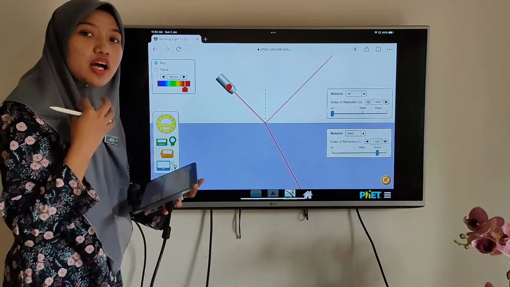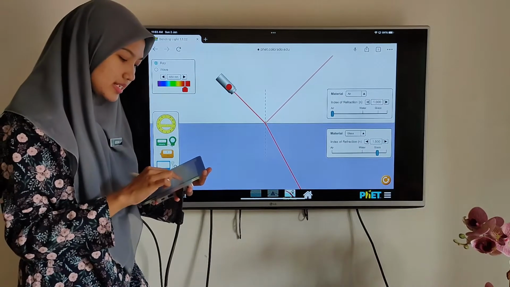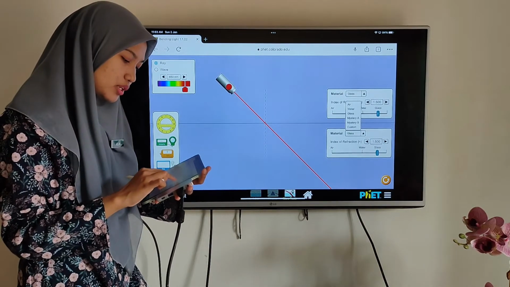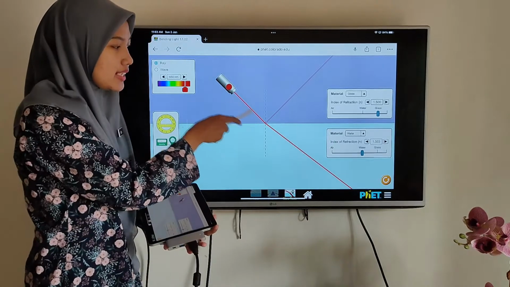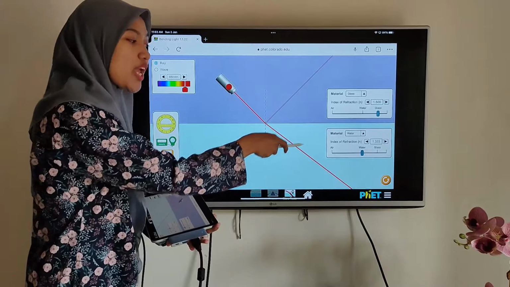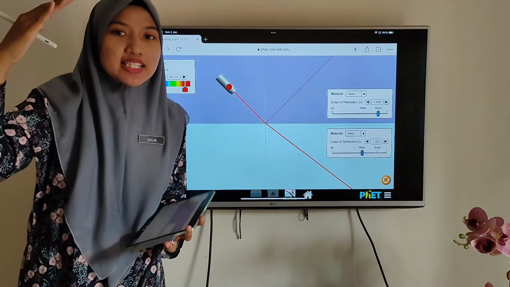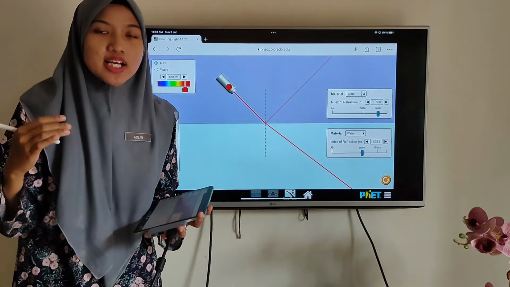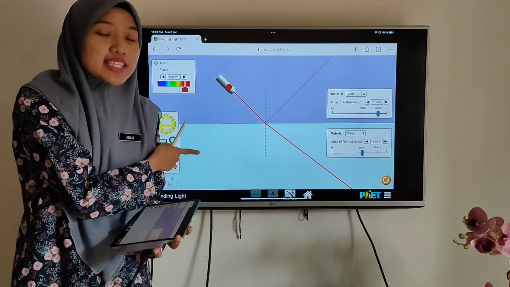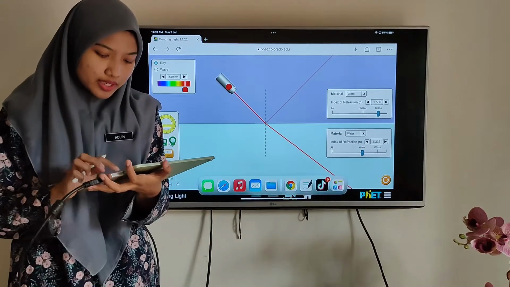But when I use a different material, going from denser to less dense, for example, I use glass and the second one I use water, you can see that the ray is away from the normal line. So from less dense to more dense, it's towards the normal line. But when it's from denser to less dense, it's away from the normal line. Okay? Alright.